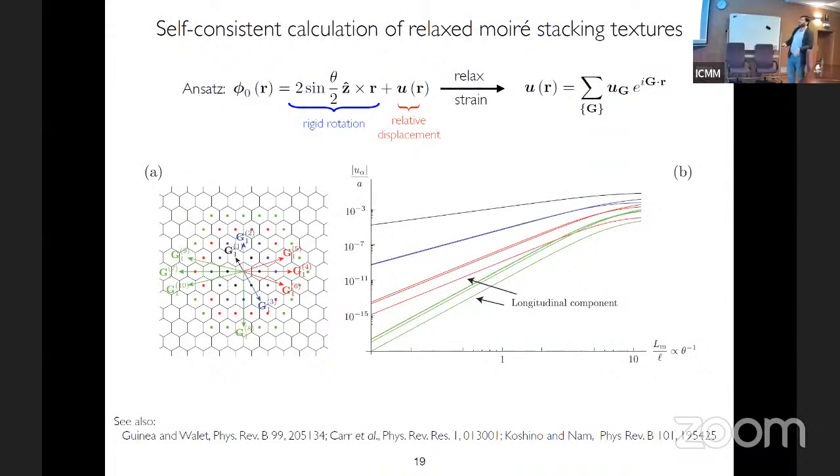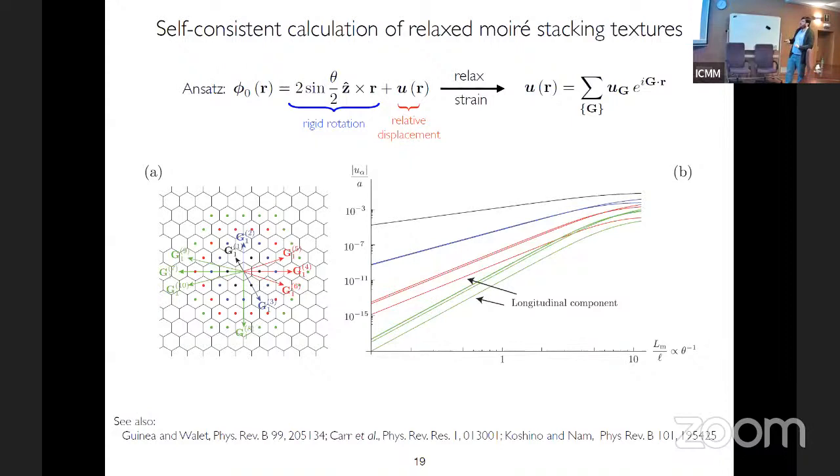This is a calculation that I did a while ago, and you can see many people have implemented the same kind of methods in the literature. So this is probably an incomplete list of references. This is the way I do the calculation, which is basically what I think everybody does: I write an ansatz for this stacking texture. This is the rigid rotation, and I add a relative displacement that I'm going to find, the displacement that minimizes this free energy. And the only constraint that I'm going to impose is to assume that the Fourier harmonics of this strain field preserve the symmetry of the moiré pattern, in particular the translational symmetry of this moiré pattern.